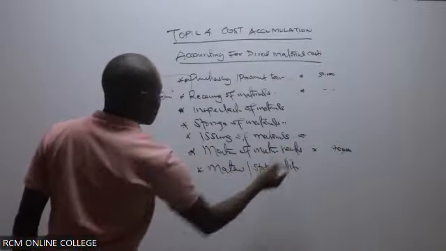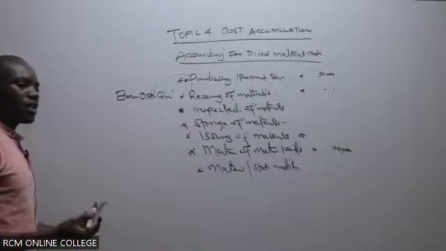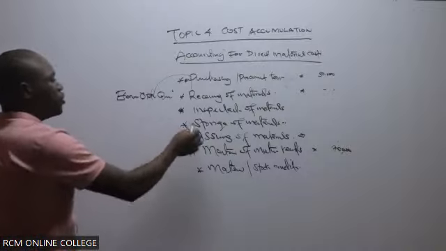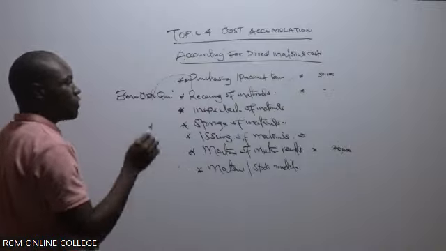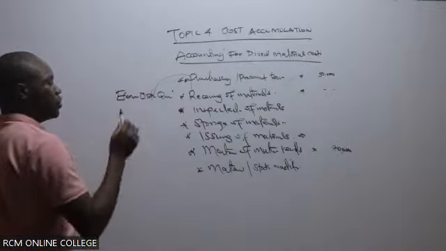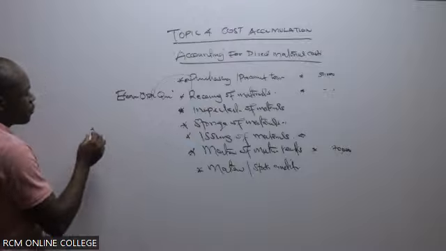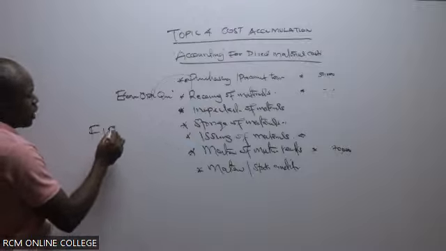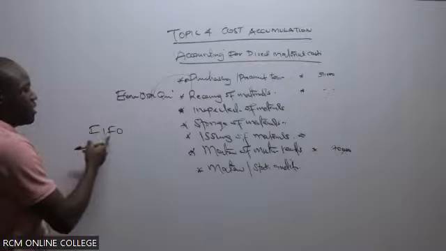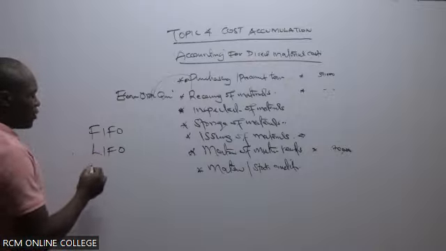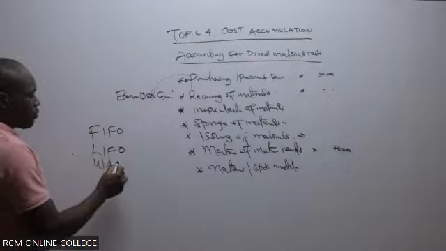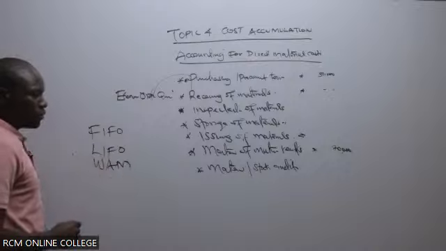Under issuing here, you will tell us that after receiving these goods, you are going to issue these materials, or even the finished product, you're going to issue them, one, by use of FIFO. So we are going to look at some methods here. First in, first out, LIFO, last in, last out. Then you're also going to look at weighted average method.